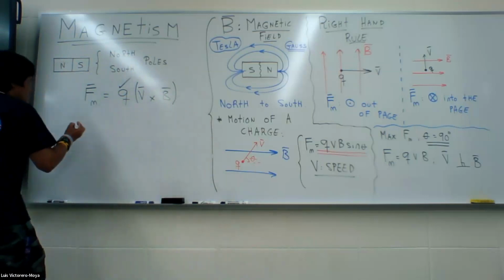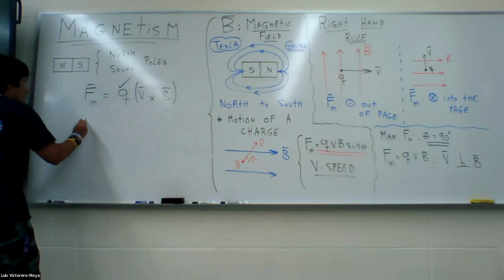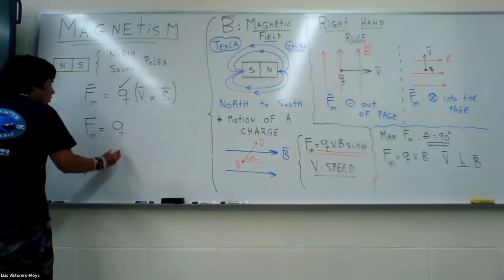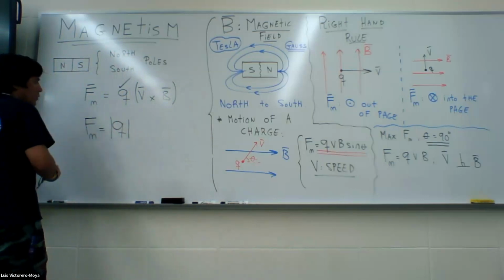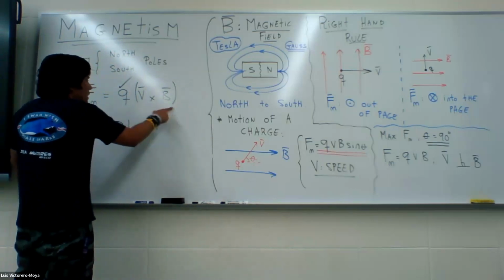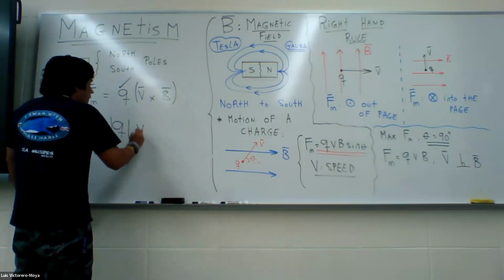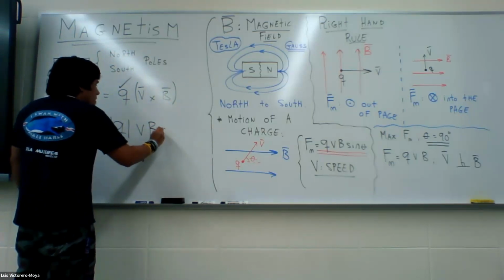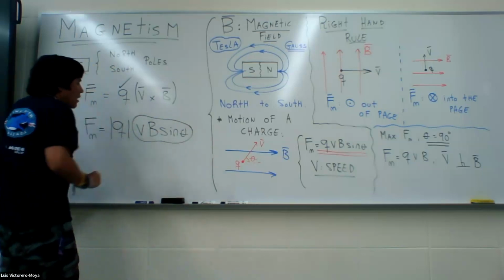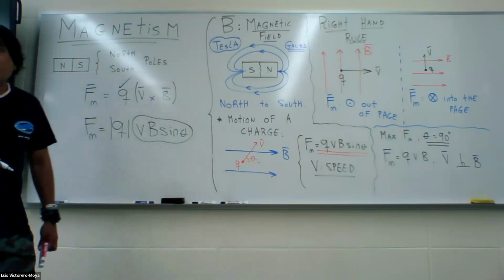We're looking at the magnitude. So the magnitude of the magnetic force is the magnitude of Q, times the magnitude of this cross product, right? And the magnitude of this cross product is V B sine theta. That's how you define the magnitude of a cross product.